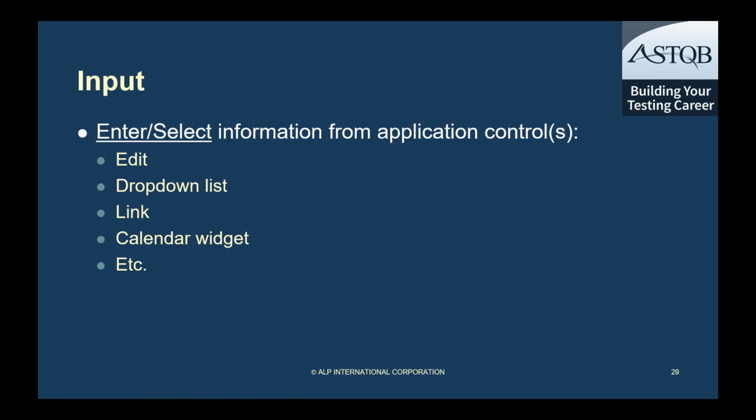Well, if we go to input, we're talking about when you enter or select information from an application control. So that could be an edit field where you enter your name, you enter a date, what have you. Or it could be a drop-down list where you're able to select something. It could be a link that you click on, or it could be a calendar widget that you select a date from. So these are just a few examples of the things that you do when you do an input function against your application. And the reason why we're talking about that is because this is one of the four essential elements that framework functionality needs to have.